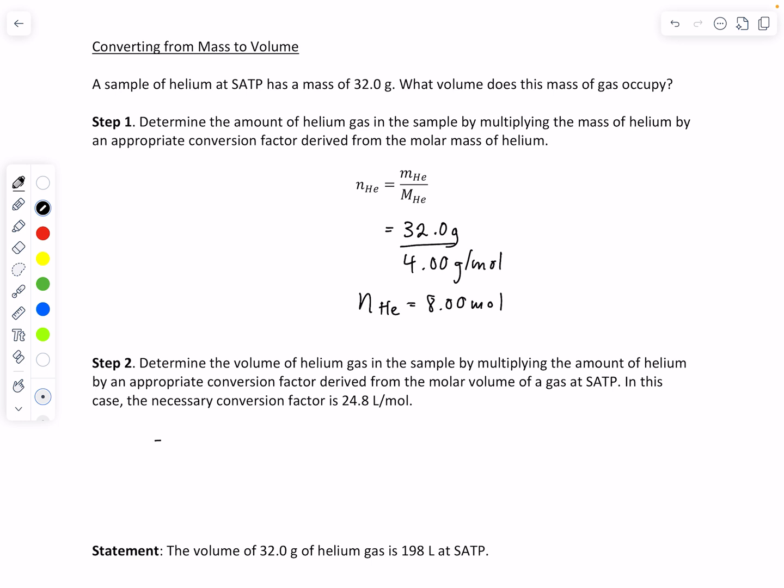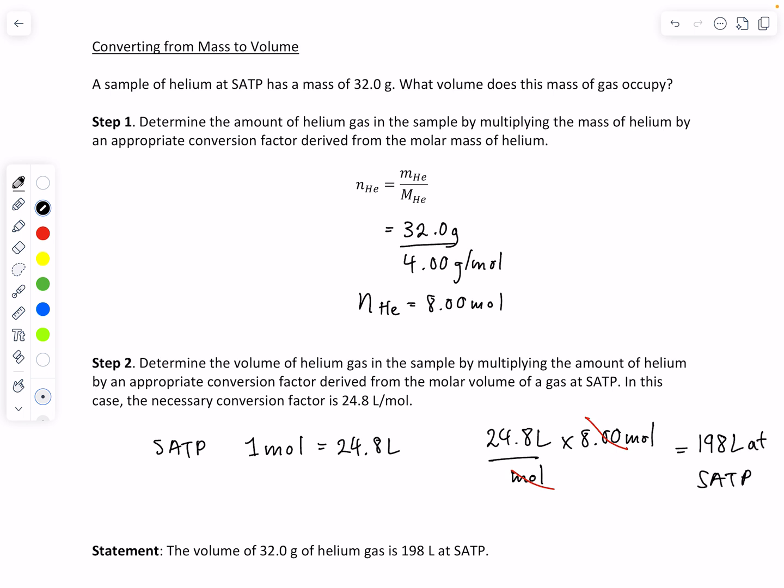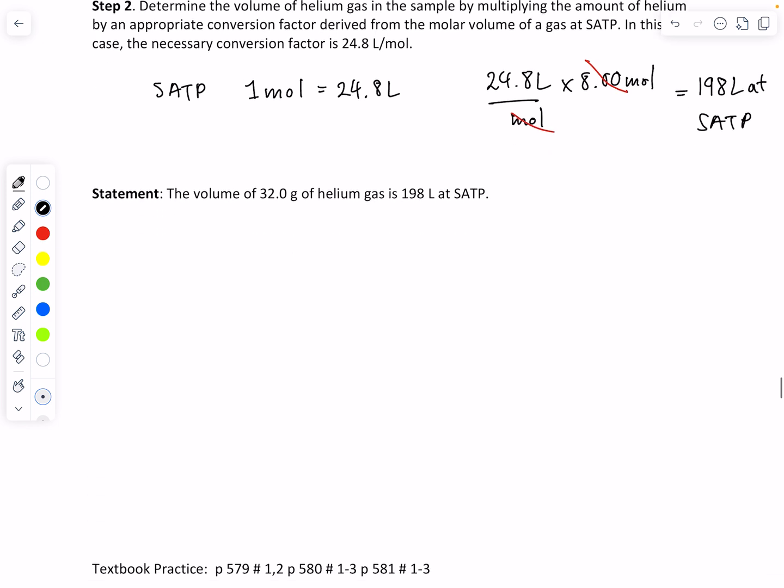We know that at standard ambient temperature and pressure, 1 mole occupies 24.8 liters. So if we have 24.8 liters per mole times 8 moles, we end up with 198 liters at SATP.